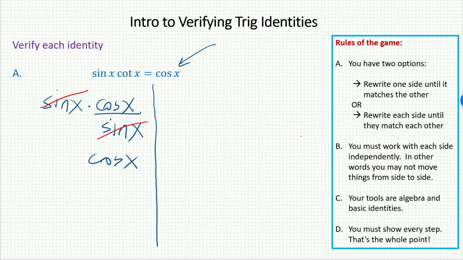I have done the first of the two strategies. I rewrote the left side, and now it matches the right side. You are not finished in these problems unless what you have on the left is the exact same thing as what you have on the right. We've done it, so we've verified this identity.